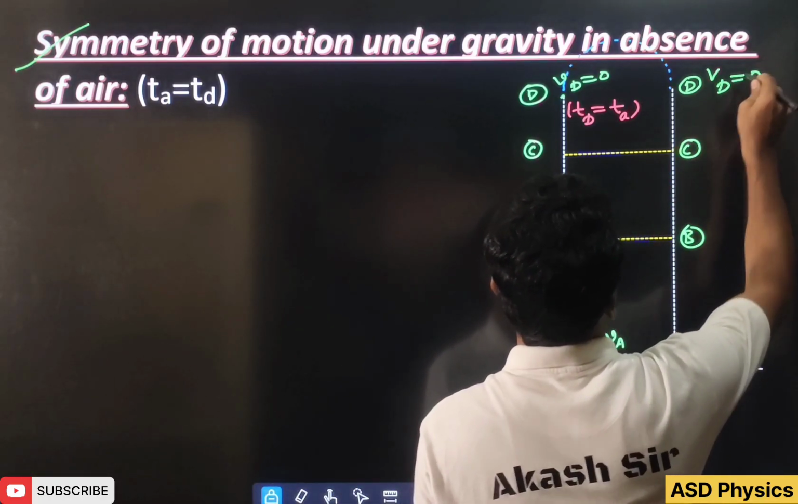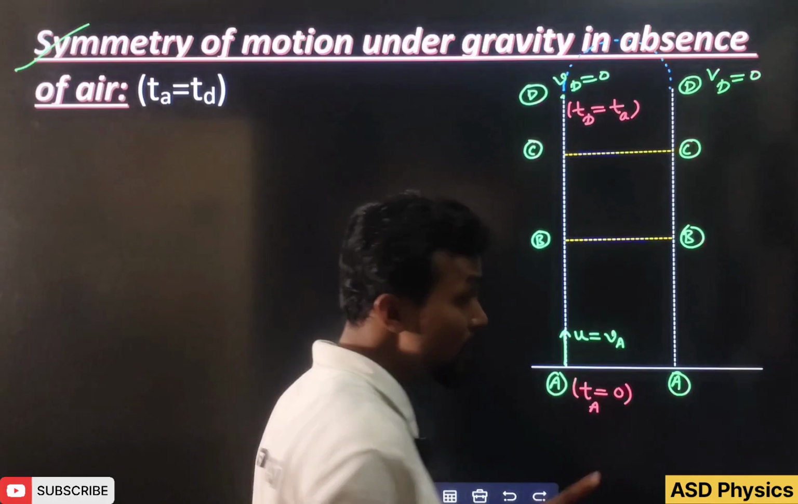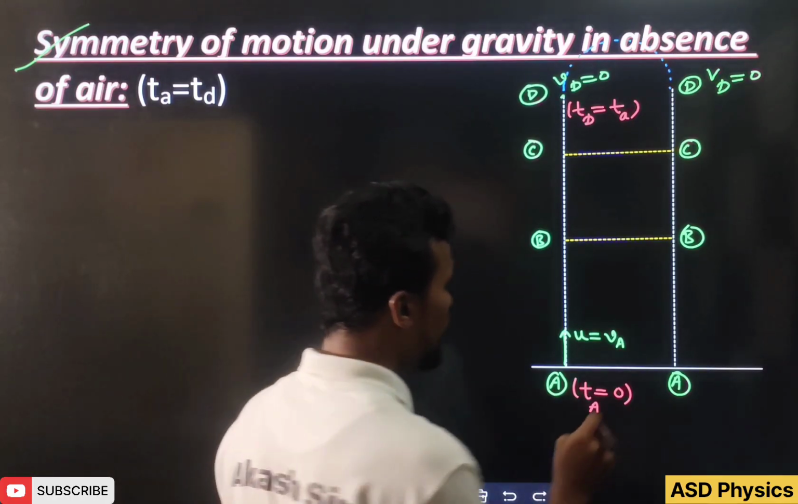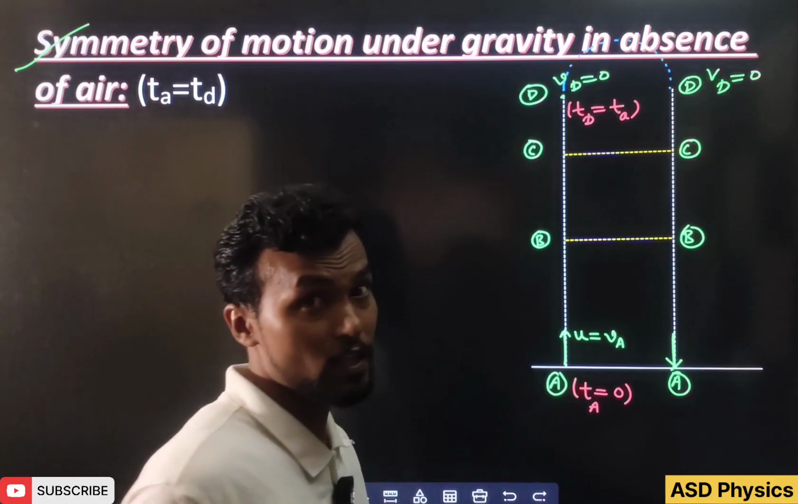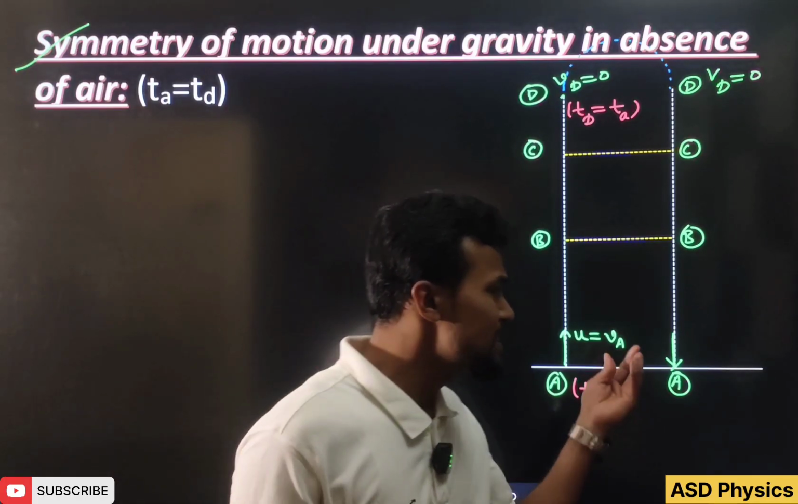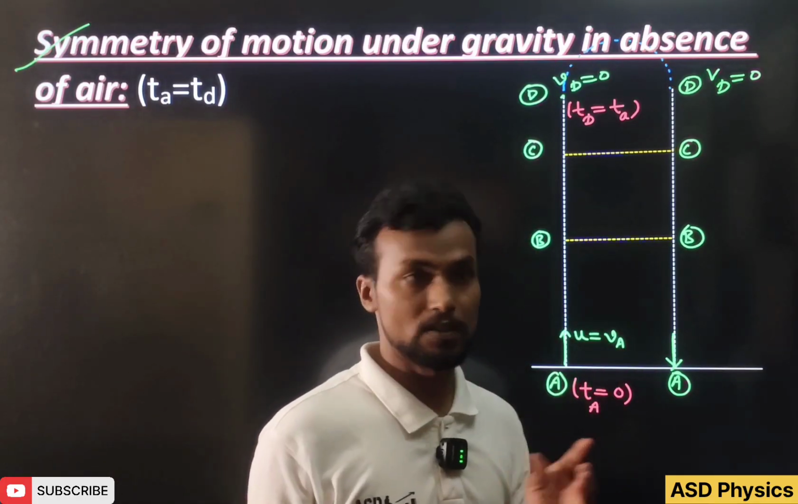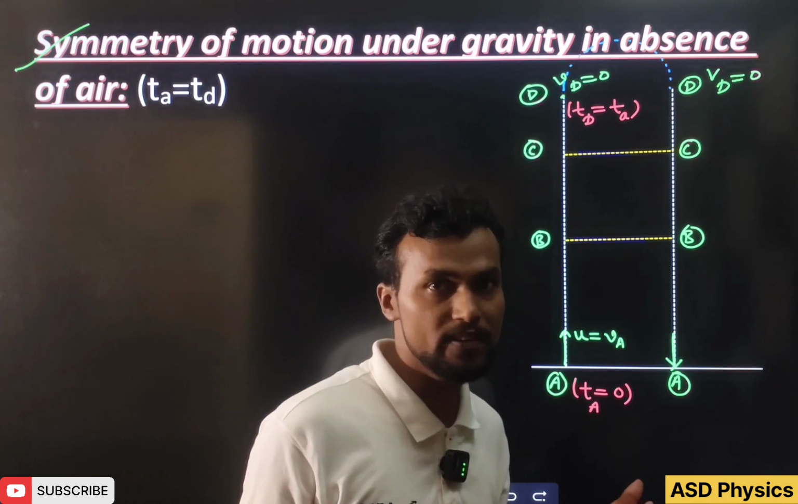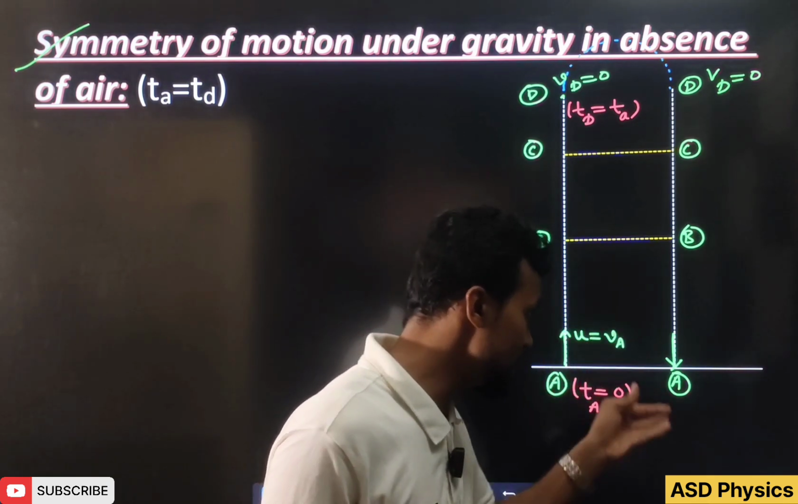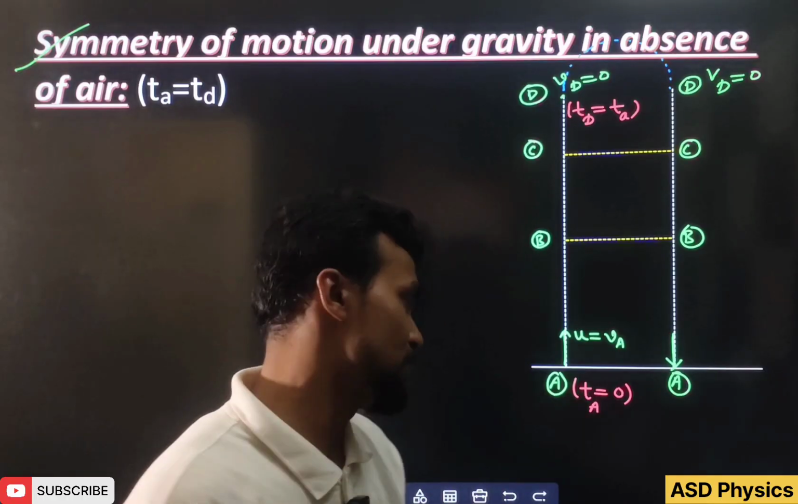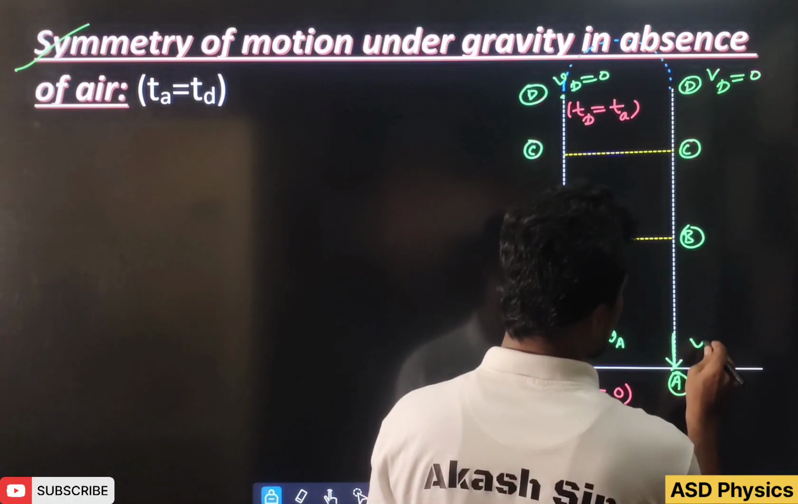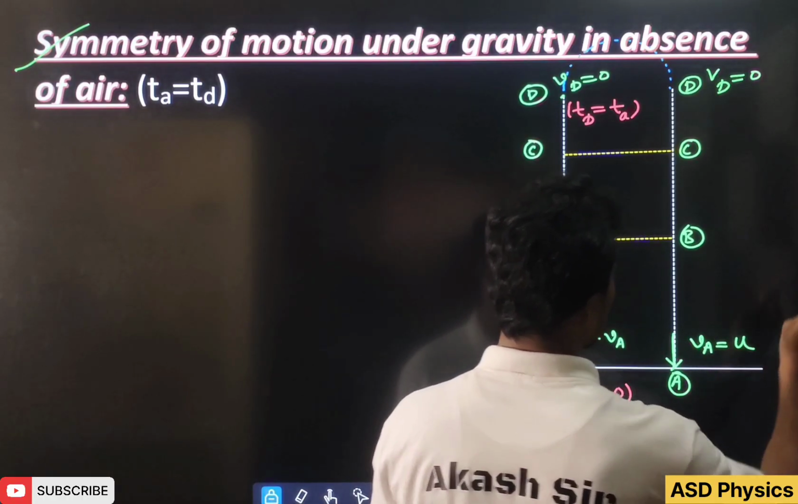Velocity at point D is 0 anyhow. And remember that in the absence of air, when the object is going to hit the ground, it will hit the ground with the same speed. Direction may be opposite, and velocity may be different, because here the direction is upward and here the direction is downward, but the speed is the same. So here also it will be V equal to U.